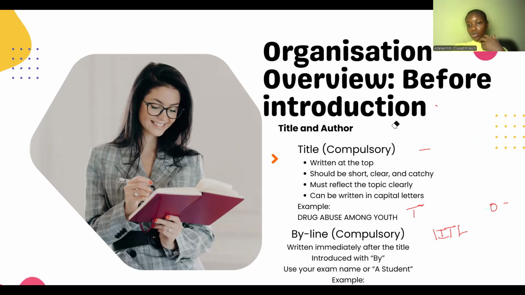Based on structure, one thing you also need to observe is the type of writing you're dealing with. So we know that before the introductory paragraph, it's an article, not only an article. This article is going to be published in a newspaper. So it has to come as the title followed by the author.